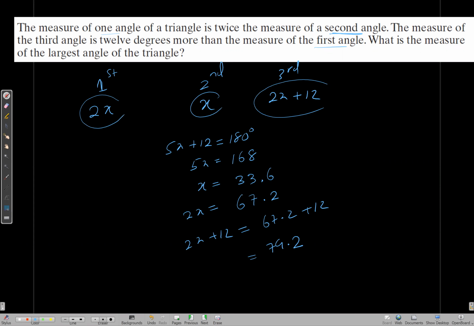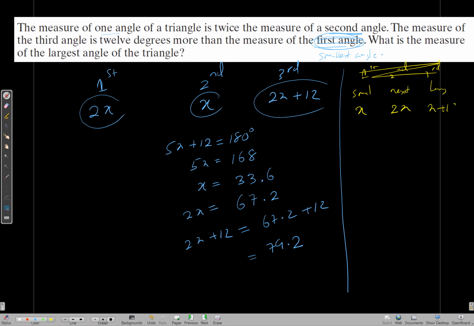But sometimes with this wording, I believe it's better to avoid this term and go with smallest angle, because naturally there is a tendency when students look at this problem, they will take, okay, first, second, and third. Oh, smallest, next, and largest. So it says something is x, something is 2x, and then in that case you take it like this. If you do it like that, then we are getting this answer.